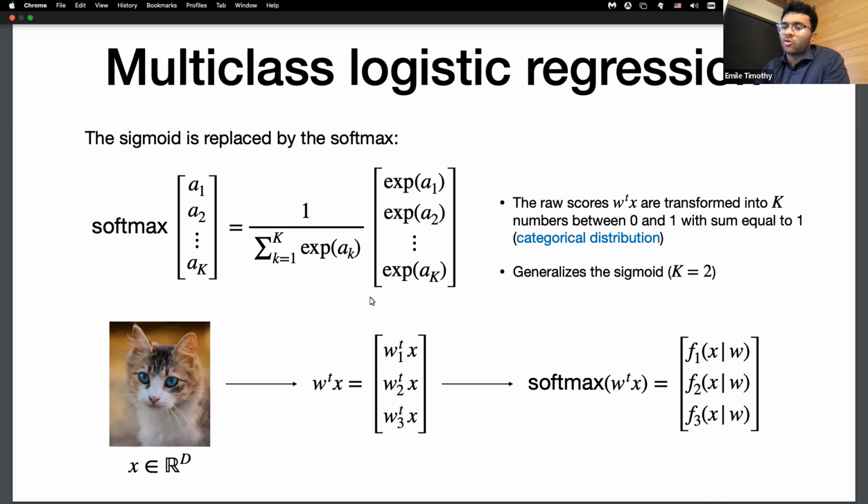And you'll see here that the raw scores, the dot product of the weights and X, are transformed into k numbers between 0 and 1 with sum equal to 1. And this kind of generalizes the sigmoid setting that we looked at in neural networks. And you can see the effect here. If you have some d-dimensional vector X and you apply this transformation, the softmax gives you this categorical distribution vector here.